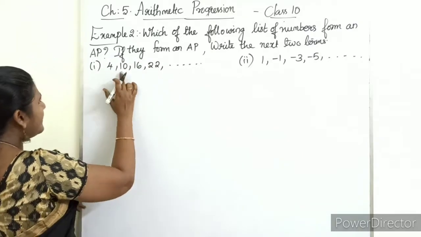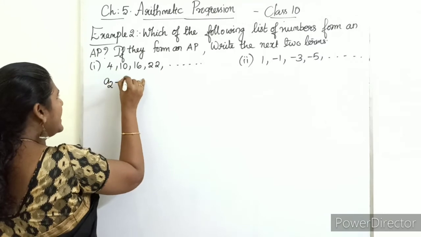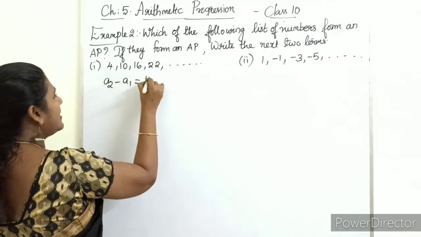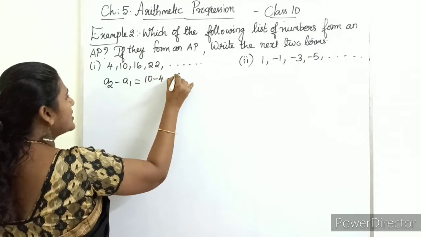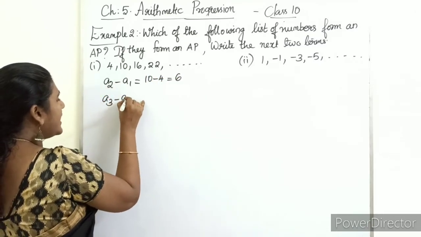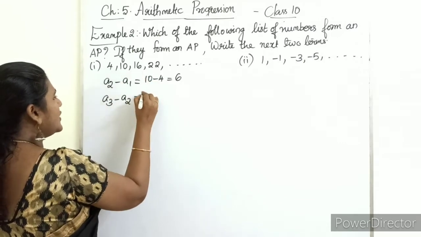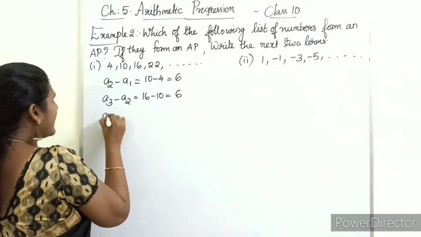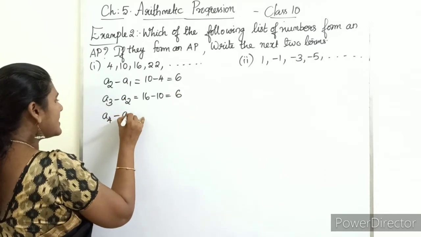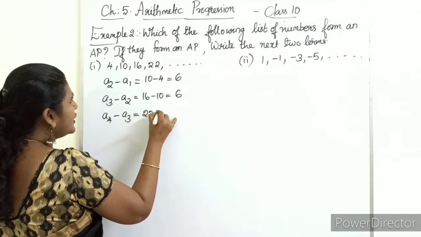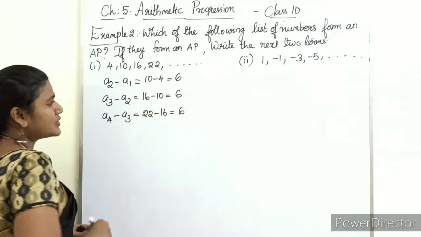Okay, so here we will first calculate A2 minus A1. A2 is second term, so 10 minus 4 is equal to 6. Similarly find out A3 minus A2. So A3 minus A2 means 16 minus 10 is equal to 6. Now we will calculate A4 minus A3 also. A4 minus A3 is equal to 22 minus 16 is equal to 6.